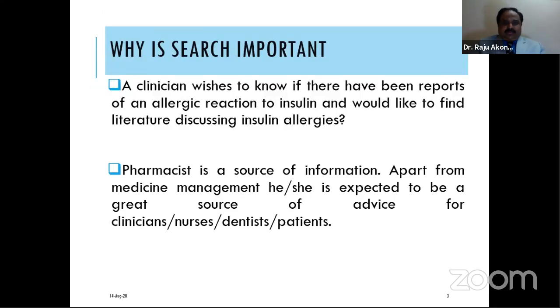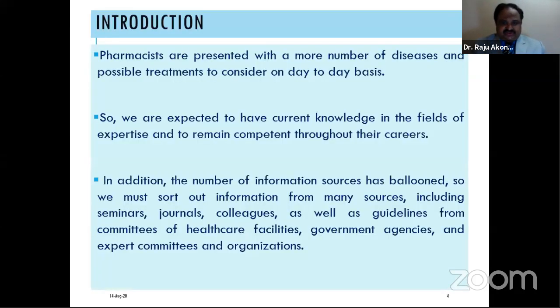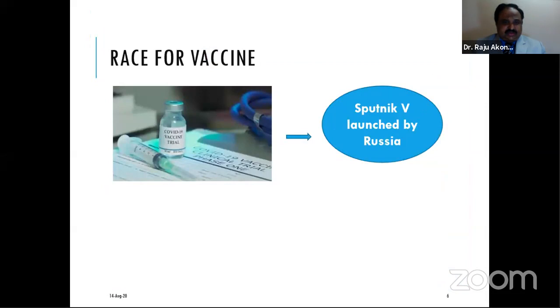Okay, so why a search is important, why we have to search for clinical research articles or clinical research results, right? Hope you remember, two days back there was big news, right? I can show you that as well. You know that there is a race for a COVID-19 vaccine, and Russia two days back launched a vaccine by the name Sputnik 5, right? Launched by Russia. Hope every one of you knows about it.